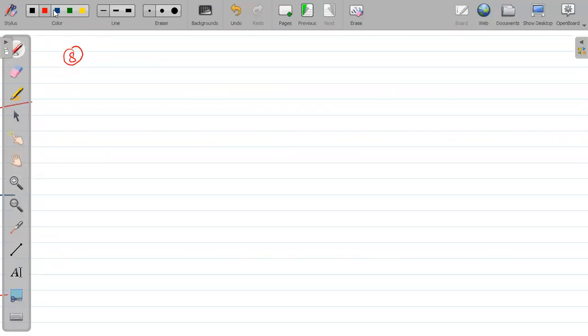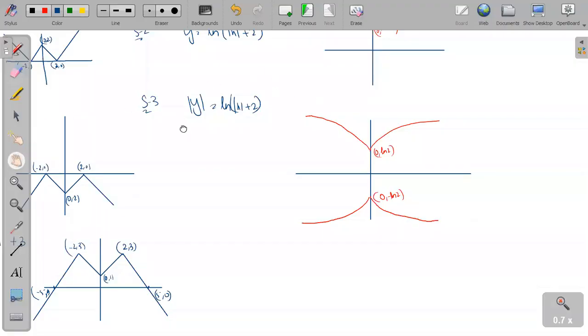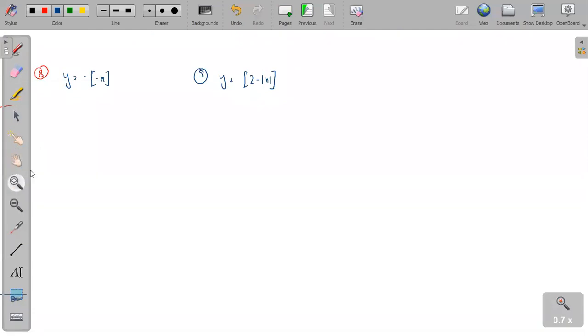Question number 8 I am writing here. y equal to minus of box of minus x. Can you draw this one? Just try it fast, better, without wasting time. Try this question fast. So many of you have completed. Let's check it out. Let's see.